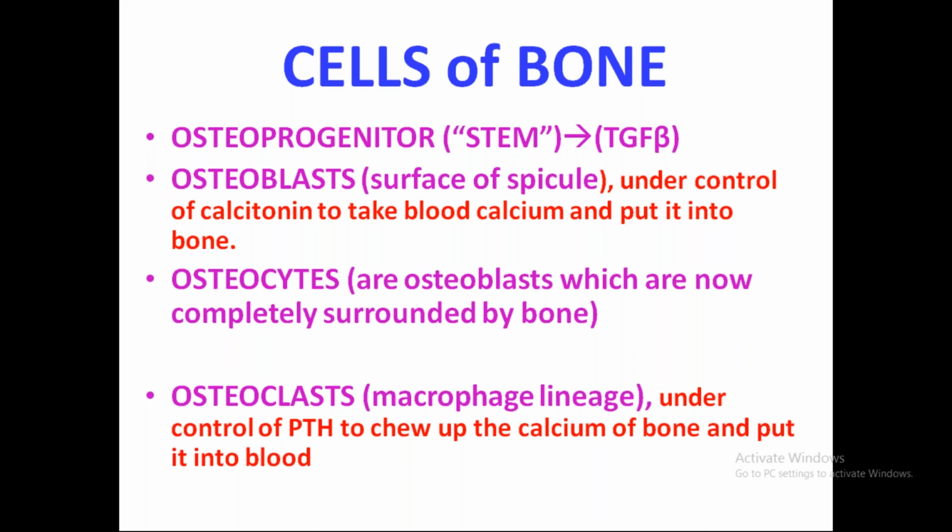Osteoblasts mainly control the calcium levels. They mineralize the bone, taking up the blood calcium and putting it into the bone. That is actually the main function. They later get transformed into osteocytes, which also bind to the calcium and help in maintaining it. Osteoclasts are a different type, under the control of parathyroid hormone, and they try to lyse the bone and release the calcium into the blood.